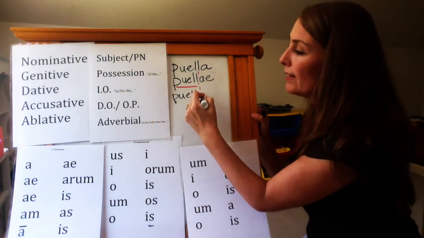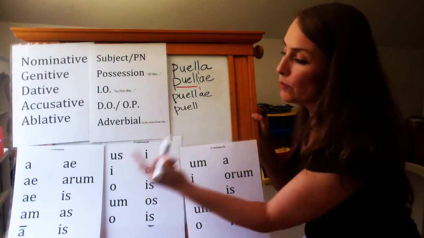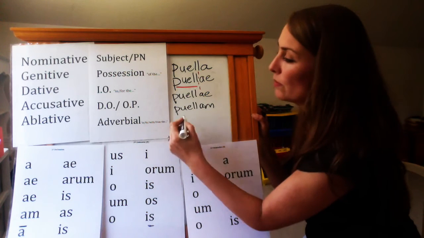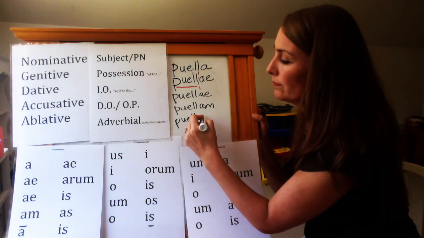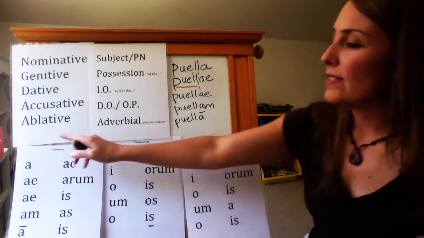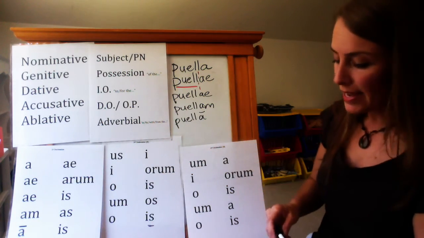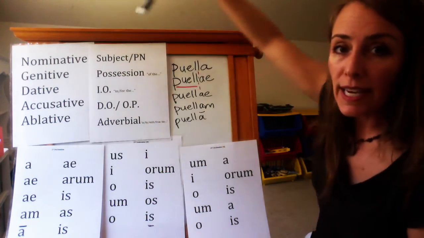Next would be AE again. Next one would be, and the last one would be an A on the end with a macron. Okay, so I've done all of the singular forms. I've declined it in the singular forms, and you can see as this corresponds here to the different cases.